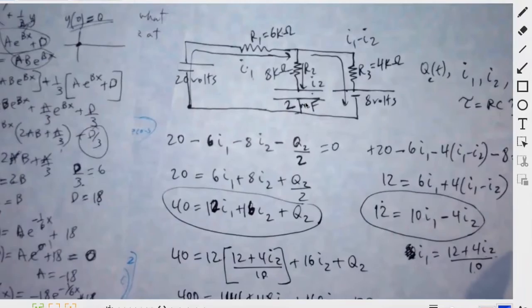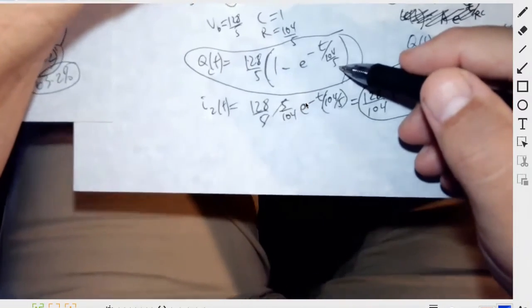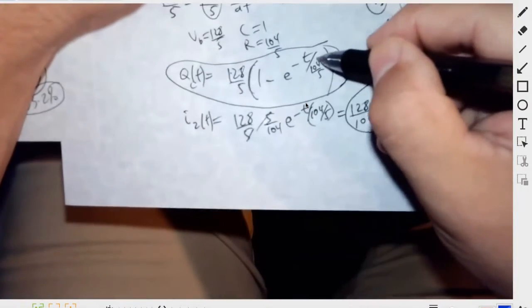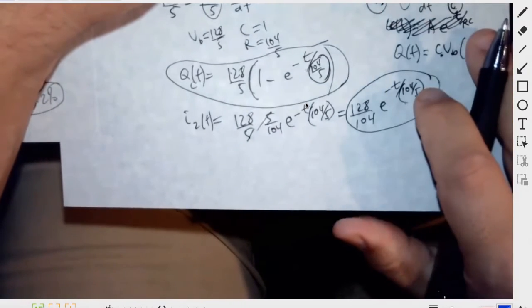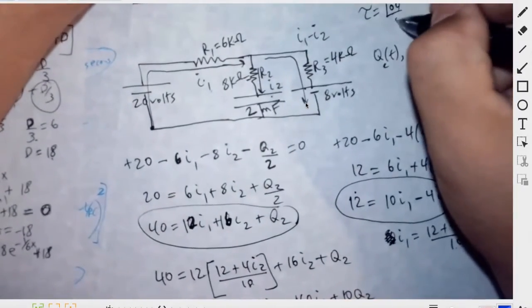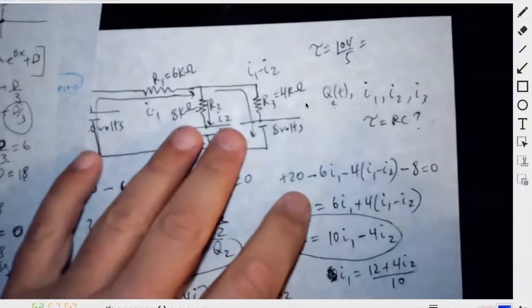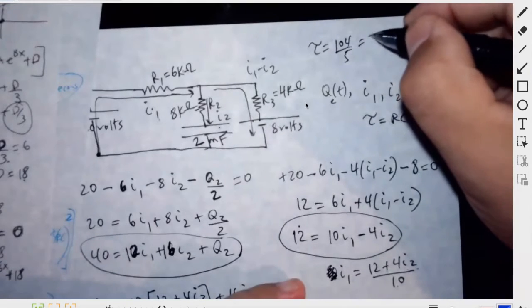If it asks, what's the time constant? My time constant is whatever was here. This is my RC value, the 104 over 5, because R was 104 over 5 and C was 1. So this is my RC, 104 over 5, which is how many seconds? 20-something seconds. 104 over 5 is 20.8 seconds.